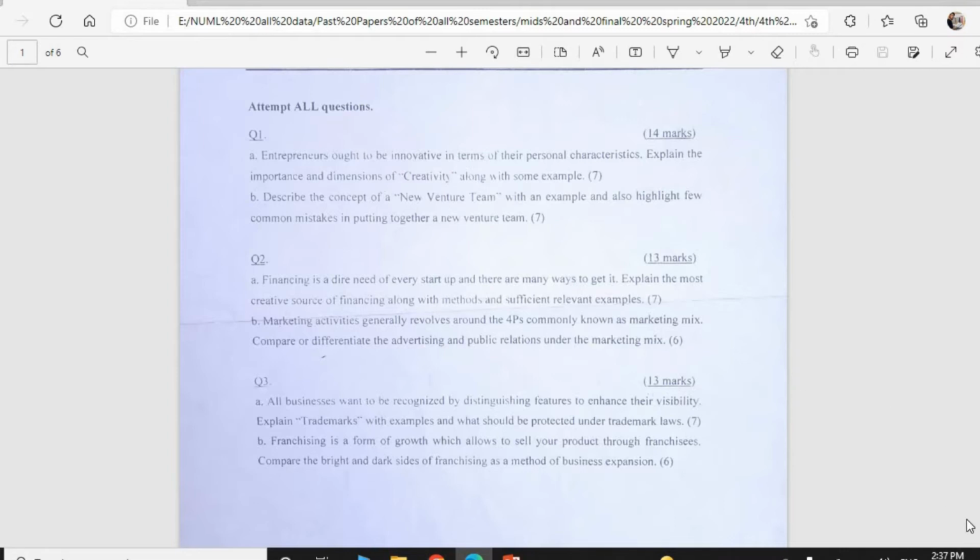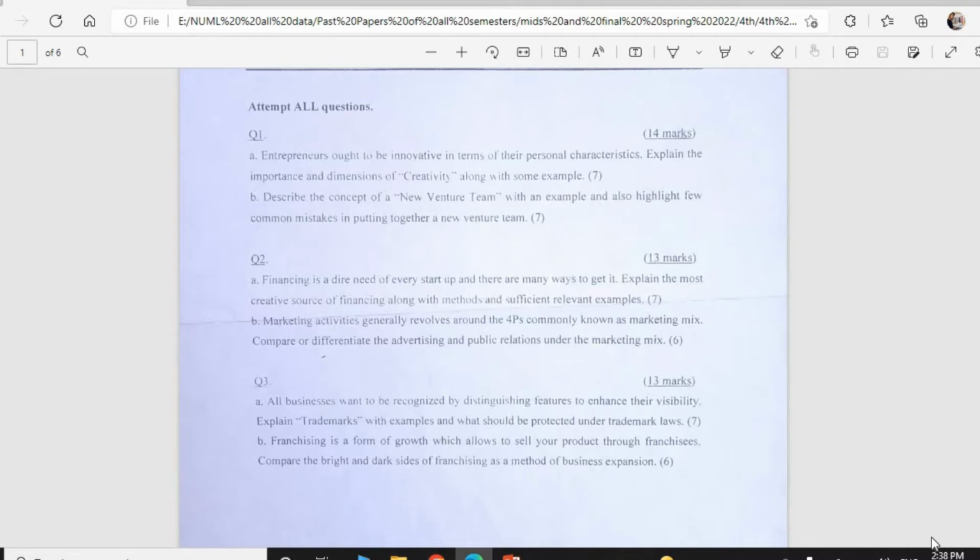Obviously the concepts are very simple, and you have to follow that book, that amazing Entrepreneurship book that you are following, and you have to give examples. One thing I emphasize is: whatever you say, give as many examples as you can in entrepreneurship. And question number 2: financing is a dire need of every startup, and there are many ways to get it. Explain the most creative source of financing along with methods and sufficient relevant examples.